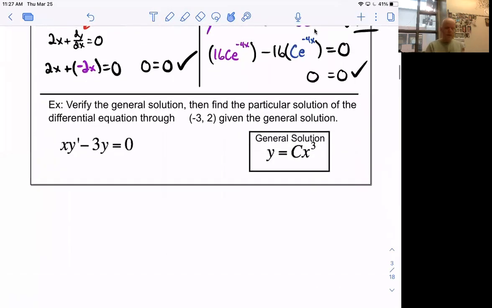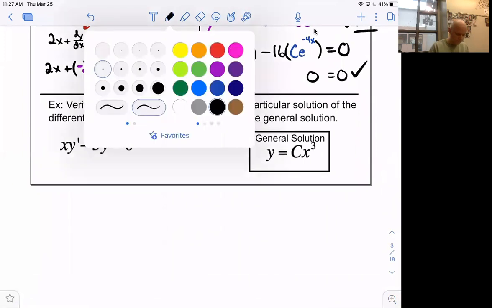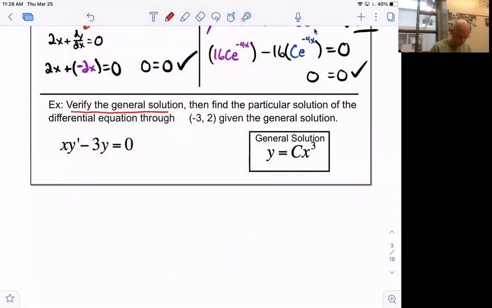Okay. Now let's find what we call a specific solution. So in this example down here, what I want to do is verify the general solution, then find the particular solution of the differential equation through the point (-3, 2). So we've got 2 steps to do here. Let's do this in 2 different colors. First, let's verify the general solution. So I've got this differential equation and this general solution. Why don't you try it yourself? Feel free to pause the video if you'd like, and then try checking this general solution in this equation.